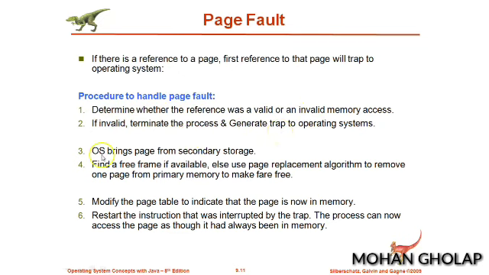In the next step, the operating system is going to bring the page, because it is not present. That page will be brought from the secondary storage, and in order to bring that to the primary memory, a free frame should be there. So we have to find a free frame if available, else we have to use a page replacement algorithm to remove one page from primary memory to make a frame free.